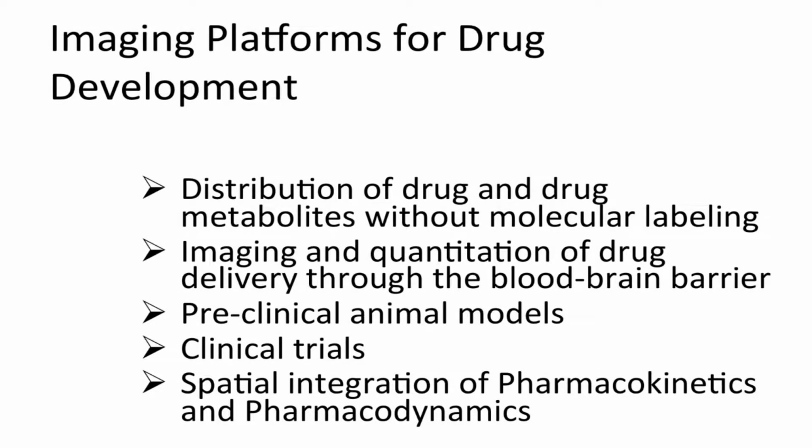So the imaging platforms that we've been developing for drug development are used to look at distribution of drug and their metabolites without any molecular labeling. So we don't want to change the chemical entity by imaging them. The second one is to be able to image and quantify drug delivery through the blood-brain barrier, and I think by the end of today you'll be completely brainwashed about the importance of the blood-brain barrier, but that's how we all came together, because we think it's important.